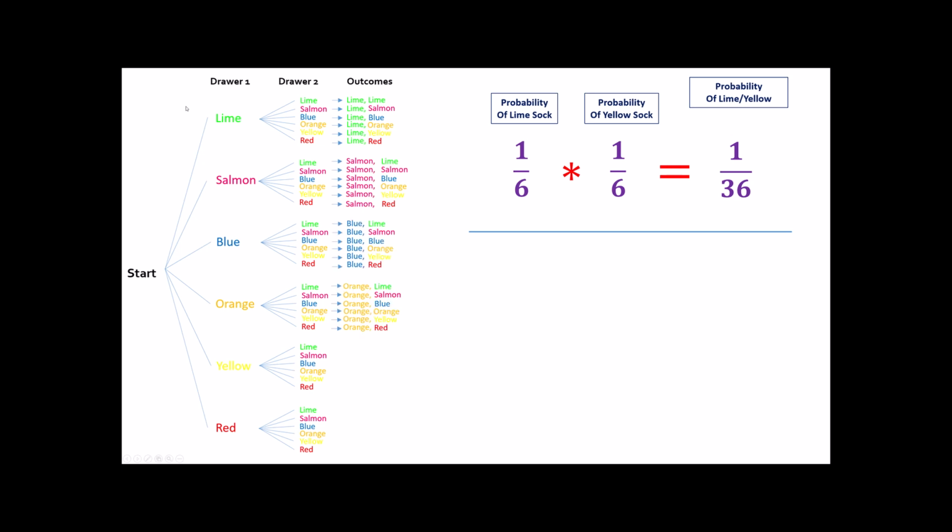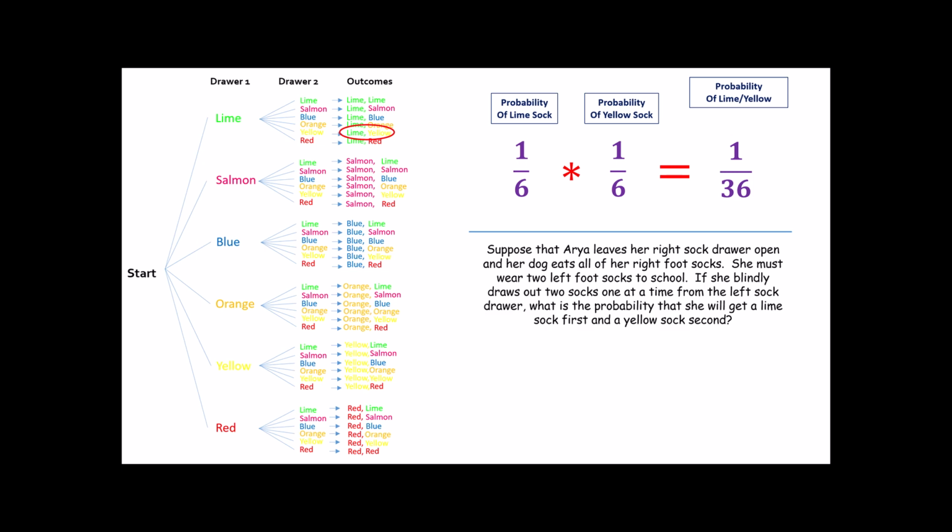And then on the end, I'm going to list all the outcomes that I was able to come up with. Notice there are 6 lime, 6 salmon, 6 blue, 6 orange, 6 yellow, and 6 red. Altogether, that is 36 different options. And out of those 36 different options, lime and yellow only occurs one time. Hence, our probability is 1 in 36.